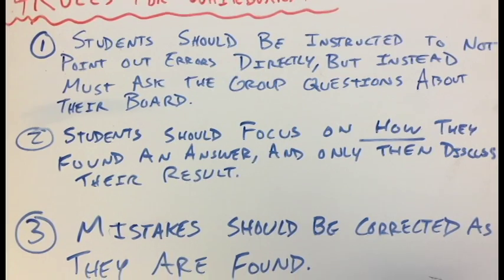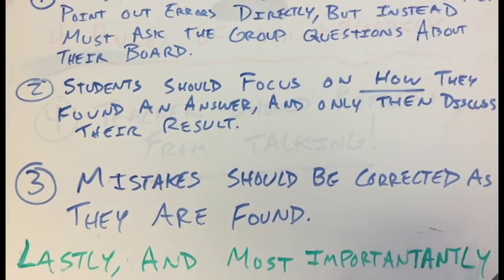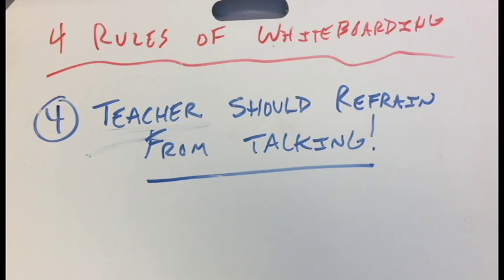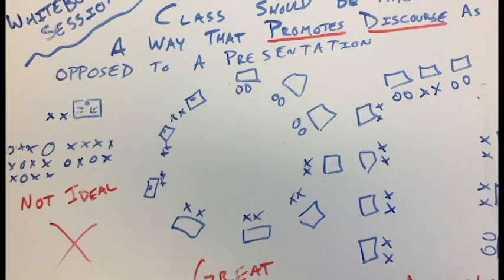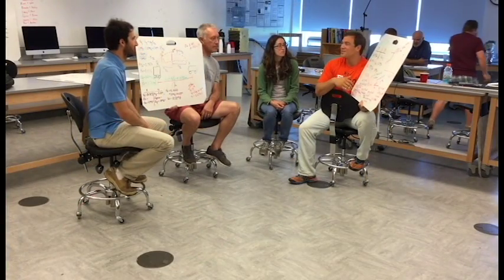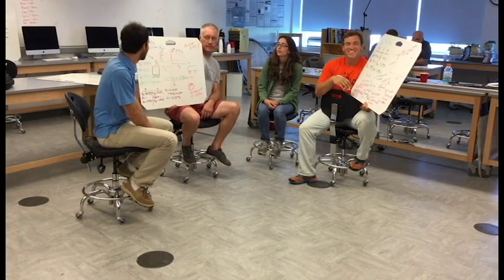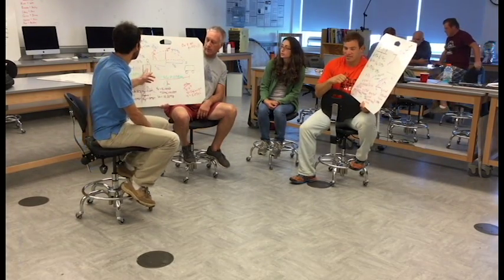We find that having a positive classroom culture is essential for effective circle whiteboarding sessions. These are our 4 rules for encouraging this type of discourse. In addition, class should be arranged in a way that promotes discourse as opposed to a presentation. Each group will use their whiteboards to share their findings with the class. This will give students a chance to see what those in a different group have worked on.